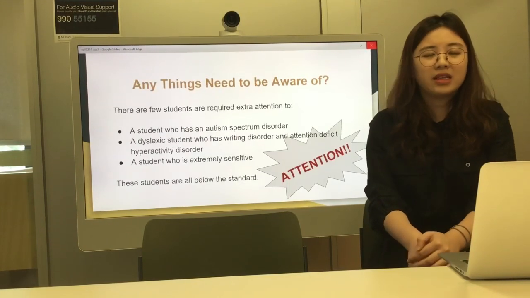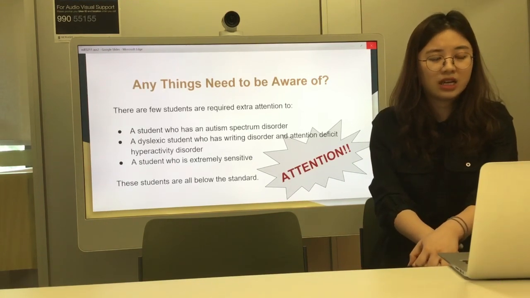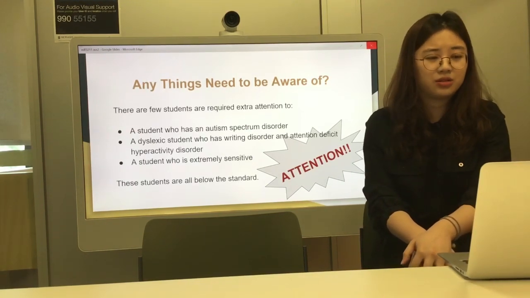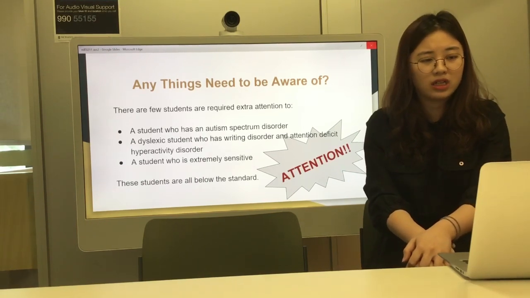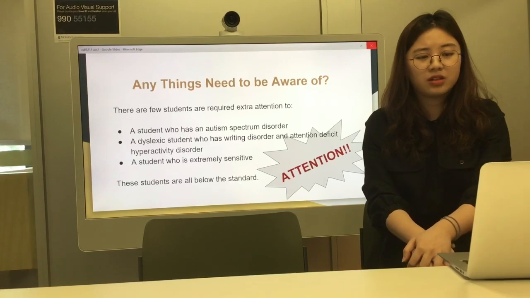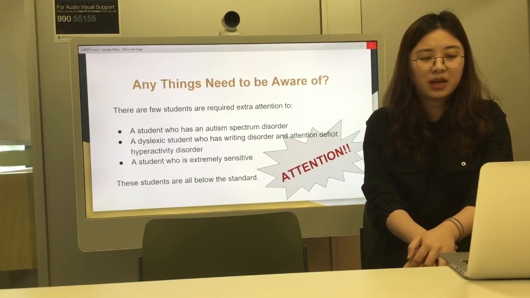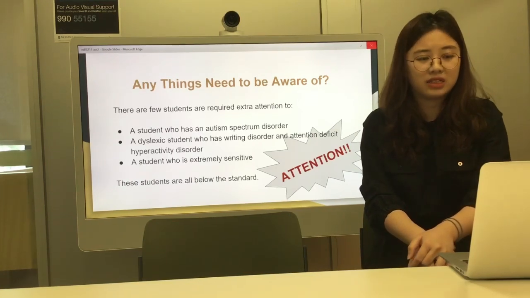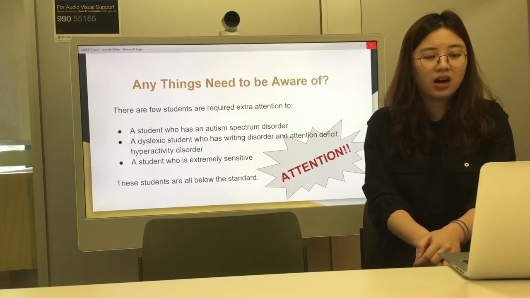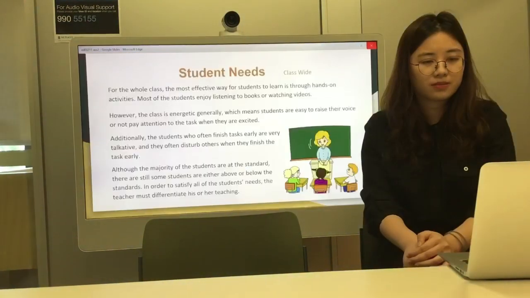There are some things that the teacher needs to be aware of. There are a few students who require extra attention: a student who has autism spectrum disorder, a dyslexic student who has a writing disorder and attention deficit hyperactivity disorder, and a student who is extremely sensitive. These students are all below the standard. Student needs.